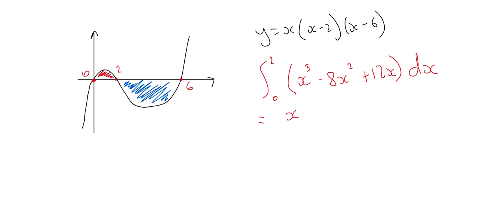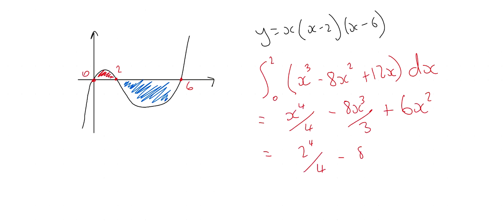Right, x to the 4 over 4 minus 8 over 3 x cubed. I'm just going to write it like that. Same thing, plus 6x squared, because it's 12x squared over 2, 6x squared. Now I substitute in my 0 and my 2. So I get 2 to the power of 4 over 4 minus 8 times 2 cubed over 3 plus 6 times 2 squared. And I'm going to subtract.